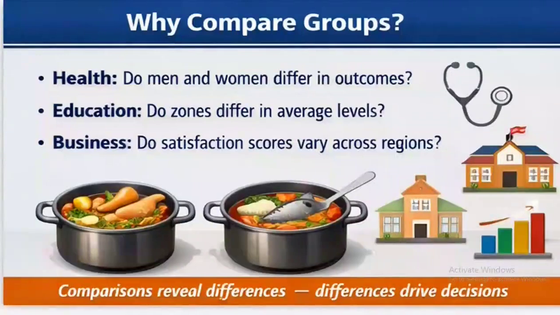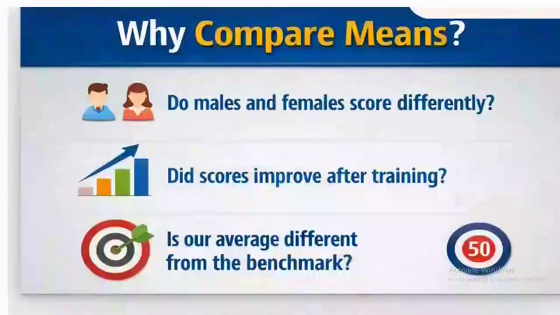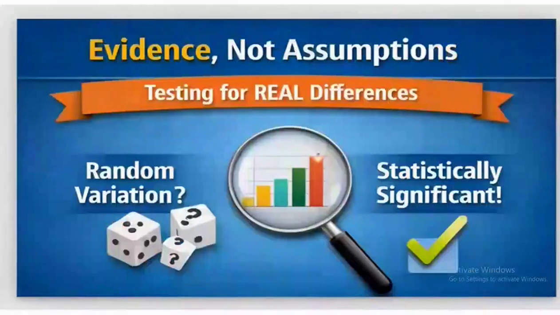Purpose and meaning. In simple terms, Compare Means is about checking differences between groups. Think of it as the stage in your analysis where you stop guessing and start testing. For example, you might want to know, do males and females have different average test scores? Did scores improve after a training program? Does education level affect income? Or is my sample average different from a known benchmark, such as a national standard?